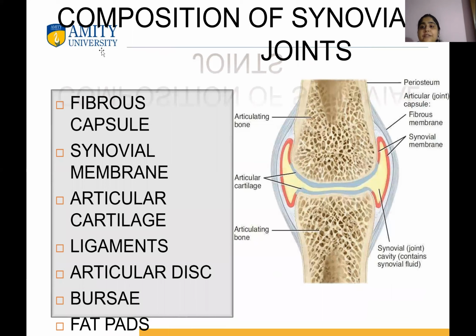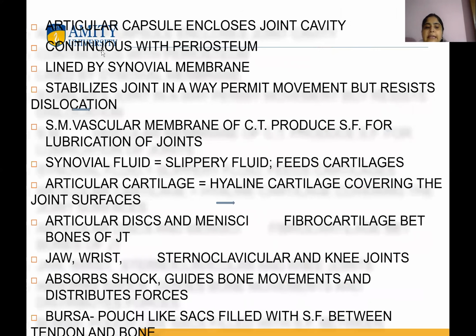Now the composition of synovial joints: fibrous capsule, synovial membrane, articular cartilage, ligaments, articular disc, bursa, and fat pads. The articular capsule encloses the joint cavity. It is continuous with the periosteum. It is lined by synovial membrane. It stabilizes the joint in a way that permits movement but resists dislocation.